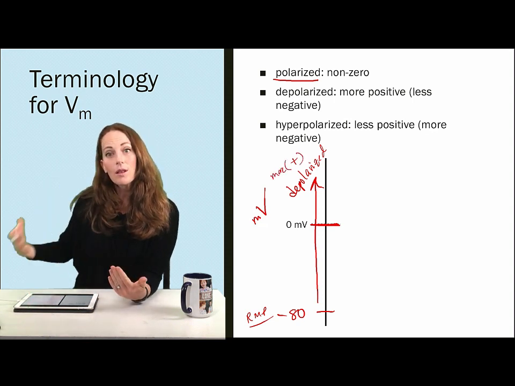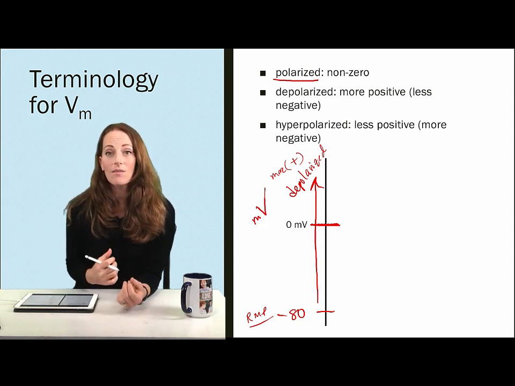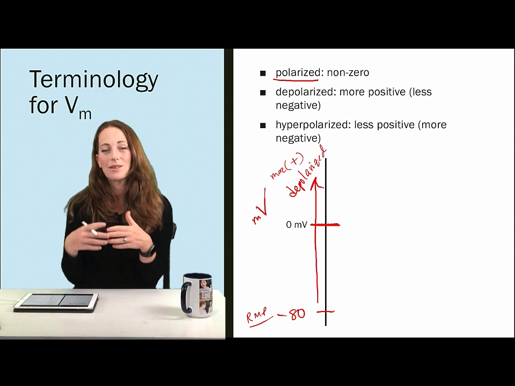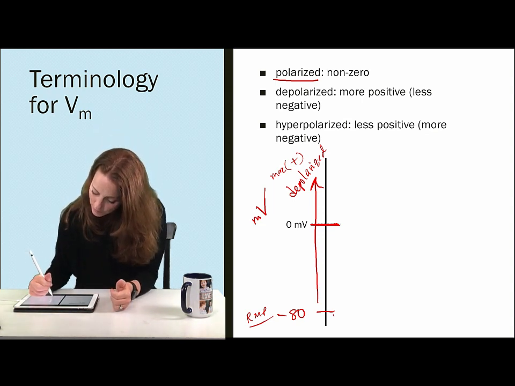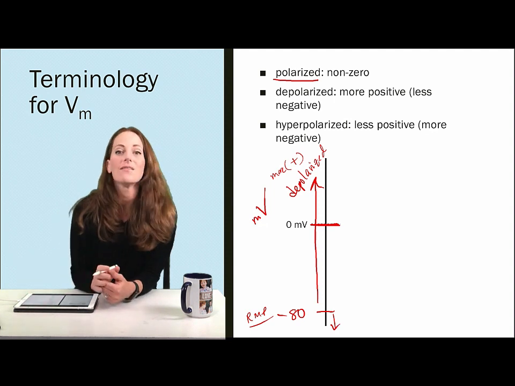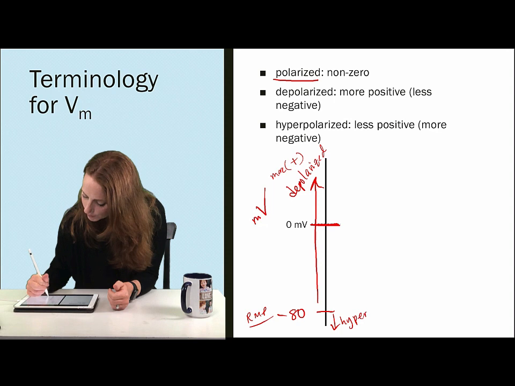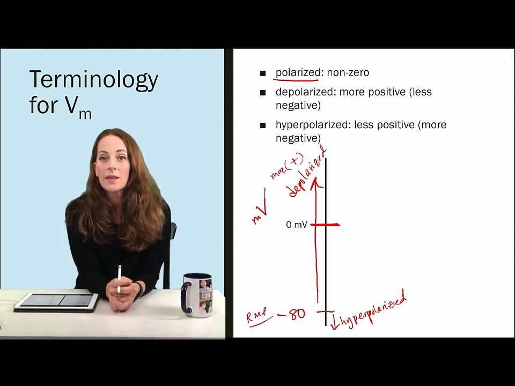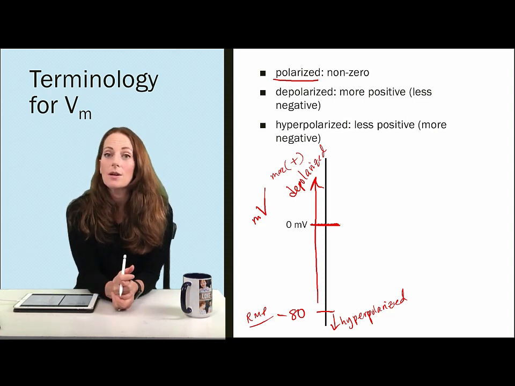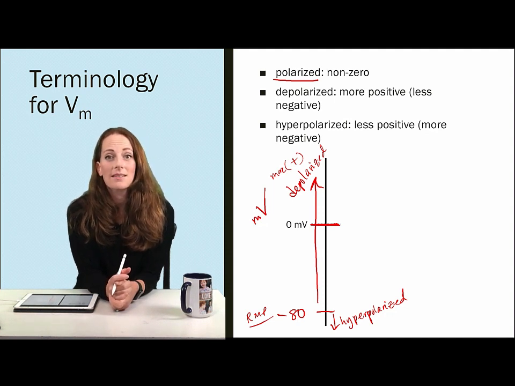If we move lower than the resting membrane potential or more negative, we would say it's hyperpolarized, or moving further from 0. So if we move in the downward direction from the resting membrane potential, that's going to be hyperpolarized, or even further from 0. So keep these in mind. We're going to use the terms depolarized and hyperpolarized a lot as we discuss the action potential.